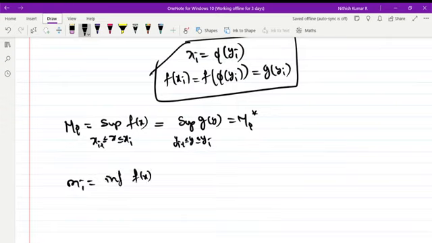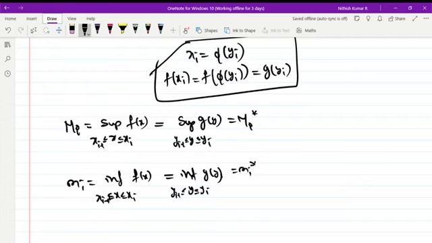Similarly, small mi is equal to the infimum of f of x, where x lies between xi minus 1 and xi, also equal to the infimum of g of y, where y lies between yi minus 1 and yi, say small mi star, must be equal, and this is true for all i between 1 and n.